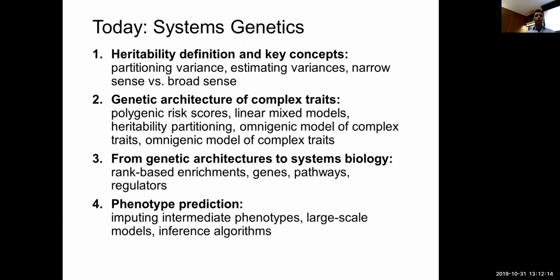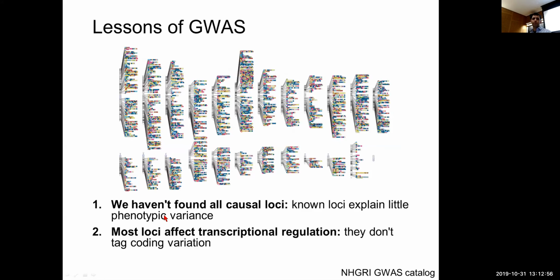Awesome. All right, so what we're going to do is start by defining heritability, by sort of explaining the relationship between genotype and phenotype in a systematic way, and then how we can use that to understand the genetic architecture of complex traits. We're going to develop polygenic risk scores, linear mixed models, partitioning of that heritability, looking at polygenic and omnigenic models of disease, and then looking beyond genetic architecture to really the systems biology view of disease, and also phenotype prediction. Basically, how can we use this polygenicity and these many, many different loci to start predicting risk at the individual level, okay?